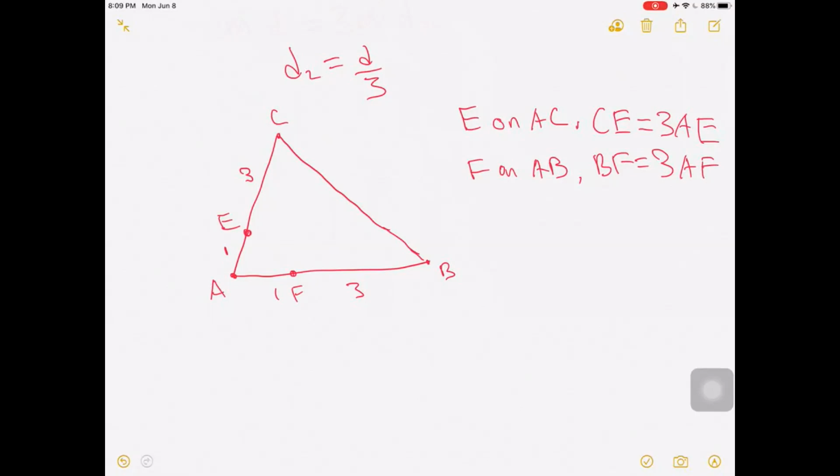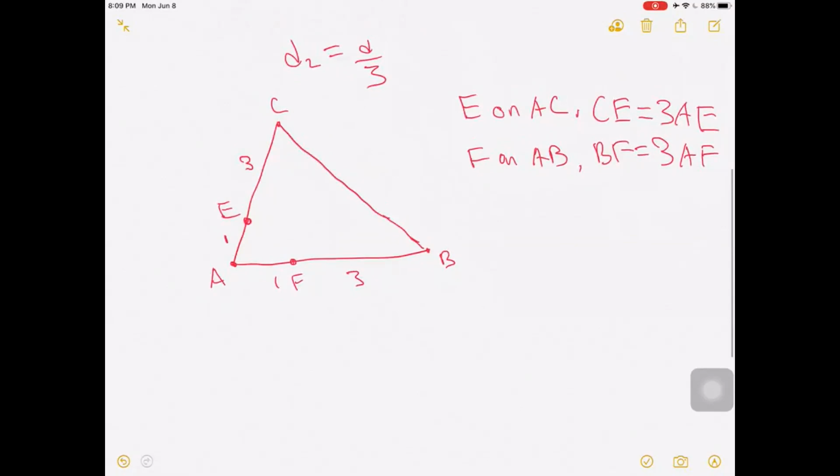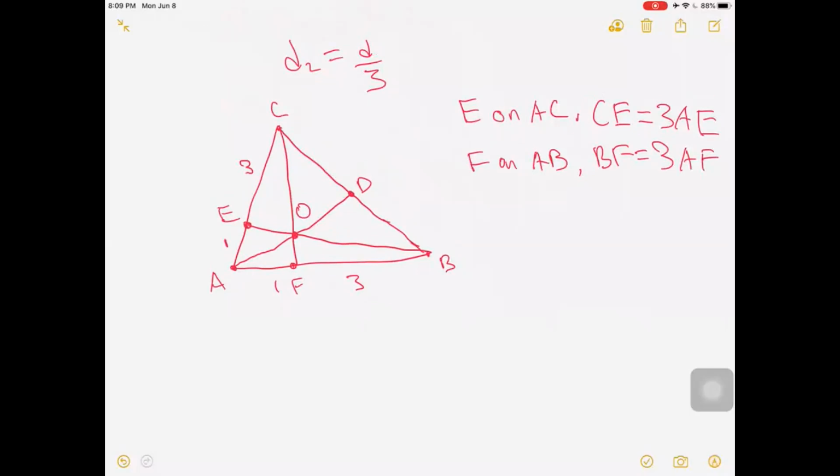All right, so I'm going to continue. So the question says that BE and CF intersect at O. And then AO intersects BC at D. So BE intersects CF at O. Then AO intersects BC at D.